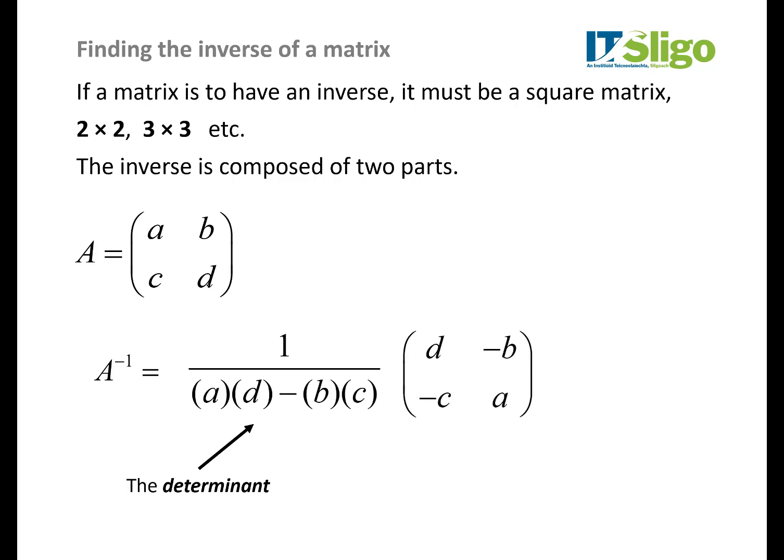And then, guys, the second part, the adjusted matrix, A and D are swapped. So we swap A and D, and then we change the sign on the other two elements, B and C. They don't move. We just simply change their sign. So that's what the inverse of a matrix looks like. First of all, it must be square. There's two parts, the determinant and then the adjusted matrix.